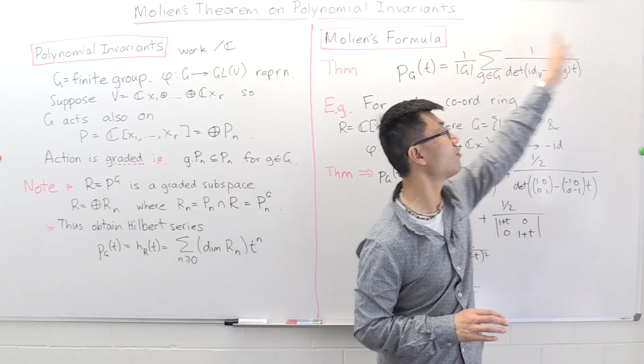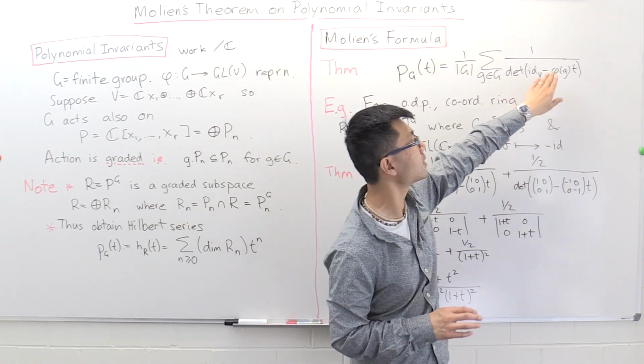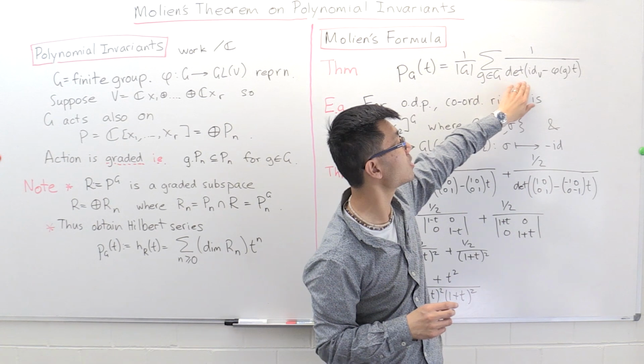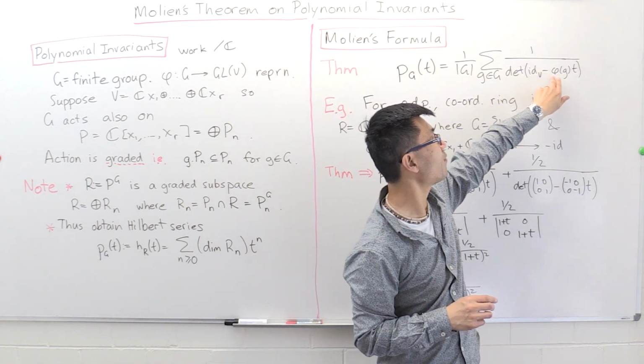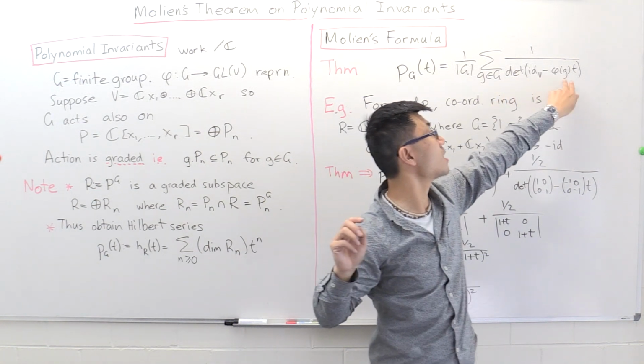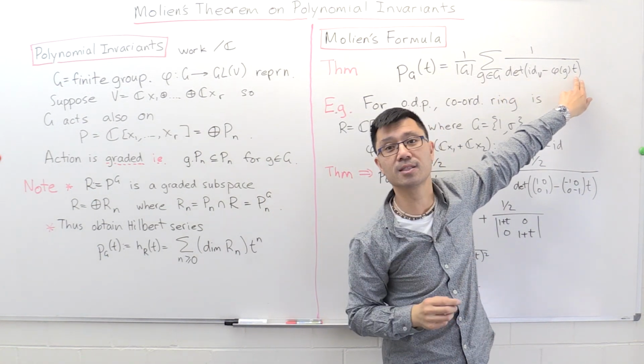Okay, let's just unravel this expression a little bit. So you look at the identity on V. This is a finite dimensional vector space. You have the identity on V. You look at phi of G, which is also an element of GL of V. And you multiply it by the scalar T.